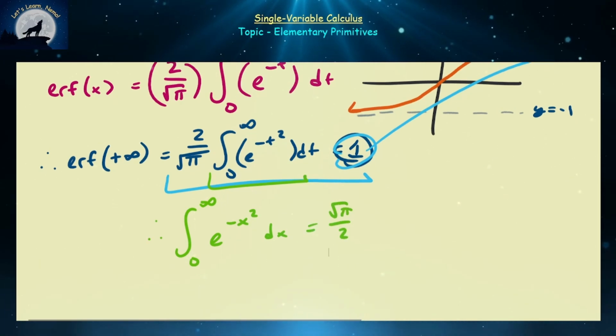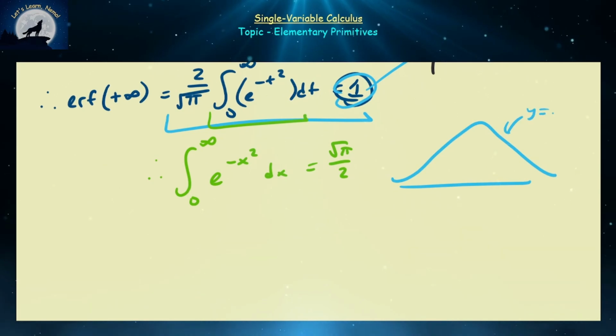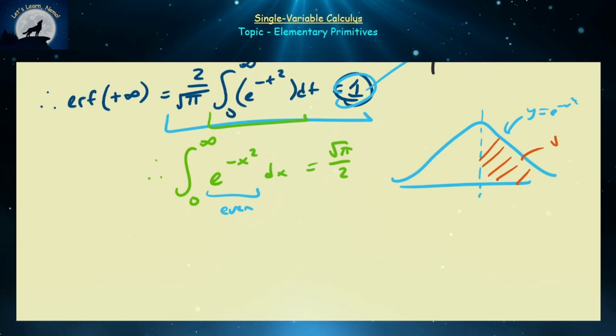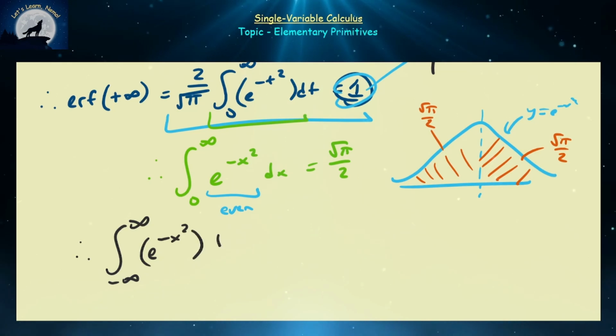So what's so special about the integral from 0 to infinity of e to the minus x squared? Well, this function, y equals e to the minus x squared, is actually an even function. It's symmetric about x equals 0. So if this area right here is the square root of pi over 2, that means this area right here also is equal to the square root of pi over 2. So from symmetry, we can immediately get that the integral from minus infinity to infinity of e to the minus x squared dx is just equal to the square root of pi.